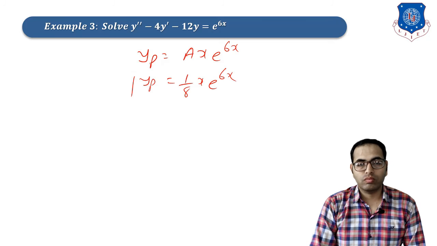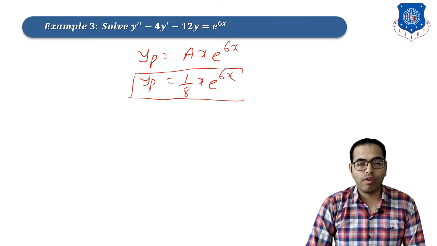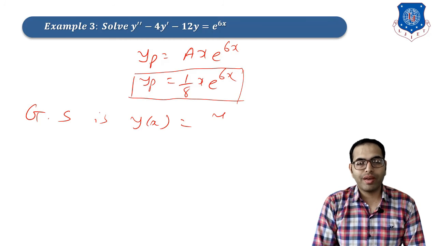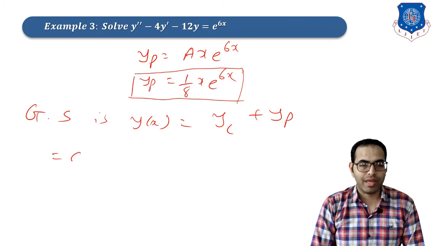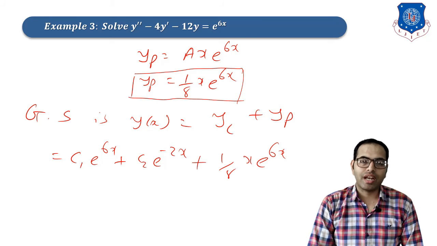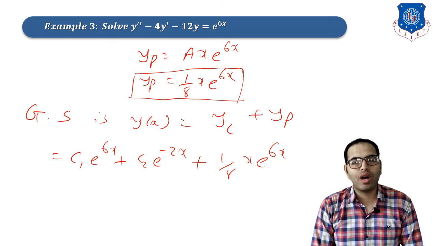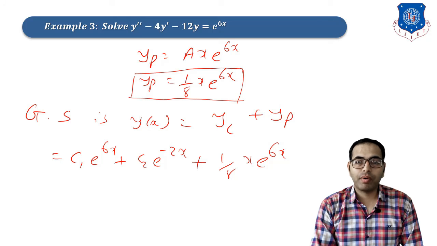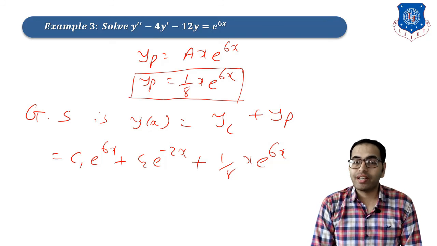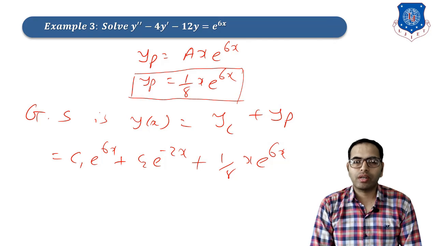Now substituting the values of yp and yc in our general solution, the general solution is y(x) = yc + yp, which is c1 e^(6x) + c2 e^(-2x) + (1/8) x e^(6x). That is our general solution, where c1 and c2 are arbitrary constants. This example you can also solve by the shortcut method, as in case 1, where r(x) or q(x) is in exponential form. In that case we replace D by a. You can apply the method of undetermined coefficients as well as the shortcut method.